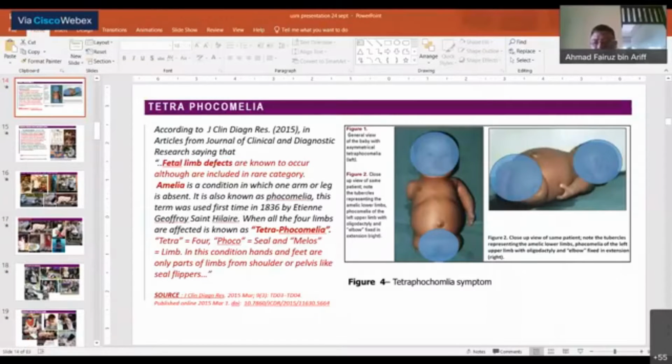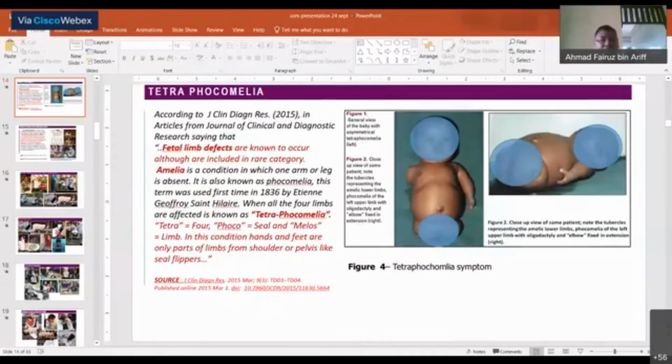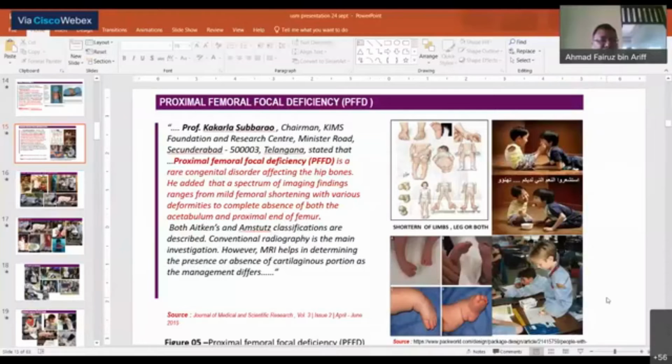And then next, okay, PPFD. Professor Karala Subaru defined it as a rare congenital disorder affecting the hip bone. He added that the spectrum of imaging findings ranges from mild femoral shortening with various deformities to complete absence of the bone. So here you can see an example of the PPFD.